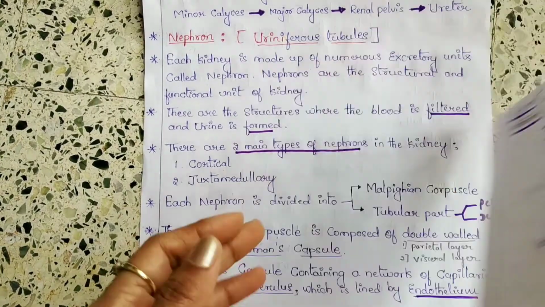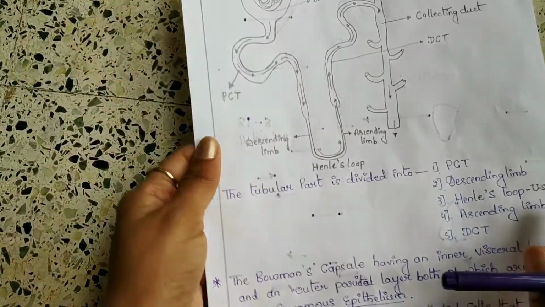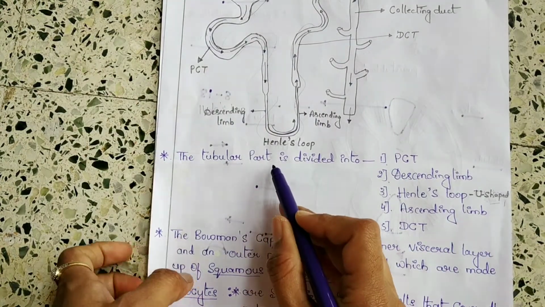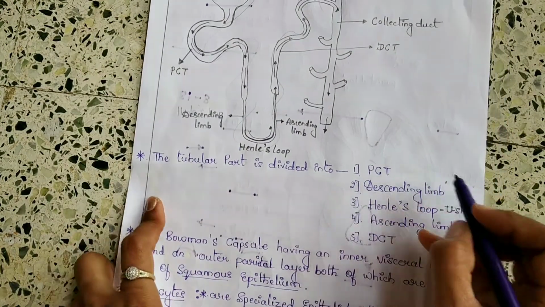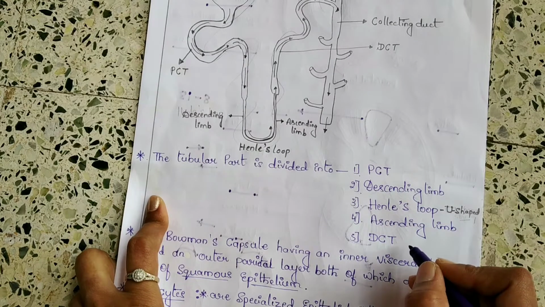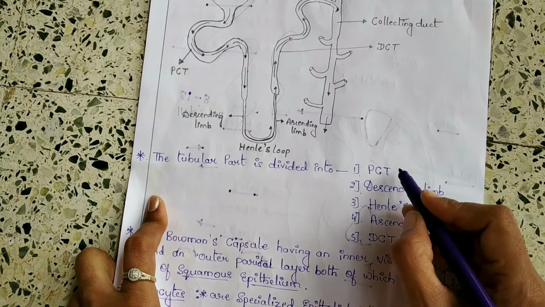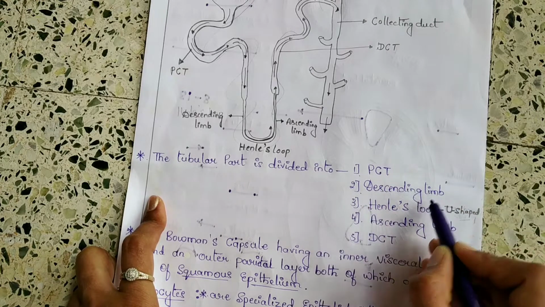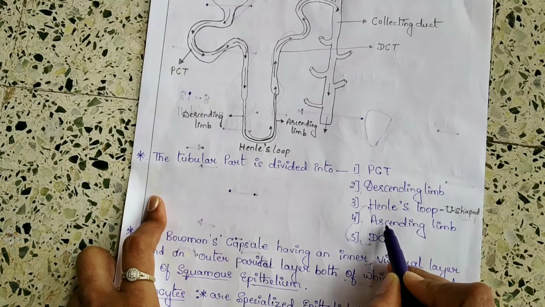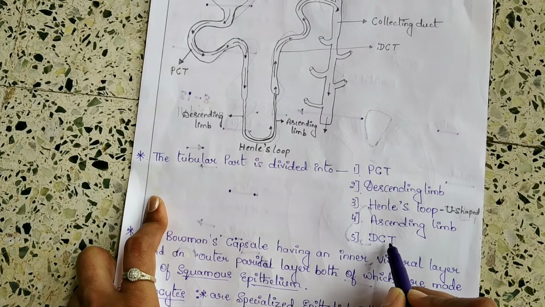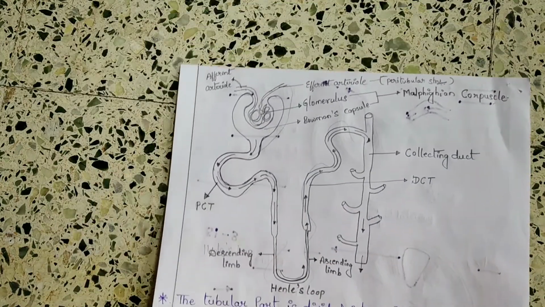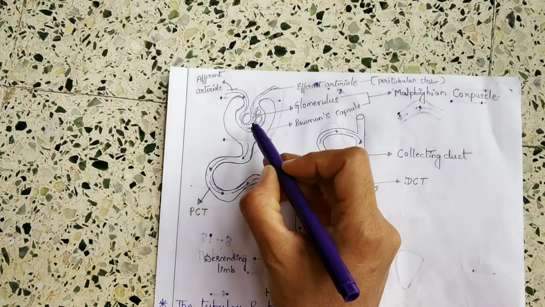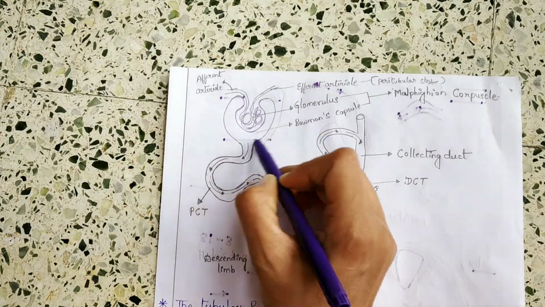Now we will move on to the next points. The tubular part is divided again into a few parts, as I mentioned before: proximal convoluted tubule, descending loop of Henle's loop, ascending limb, and distal convoluted tubule. You can look at the diagram; this is the complete picture of the nephron. I have explained this part. This is the Bowman's capsule.